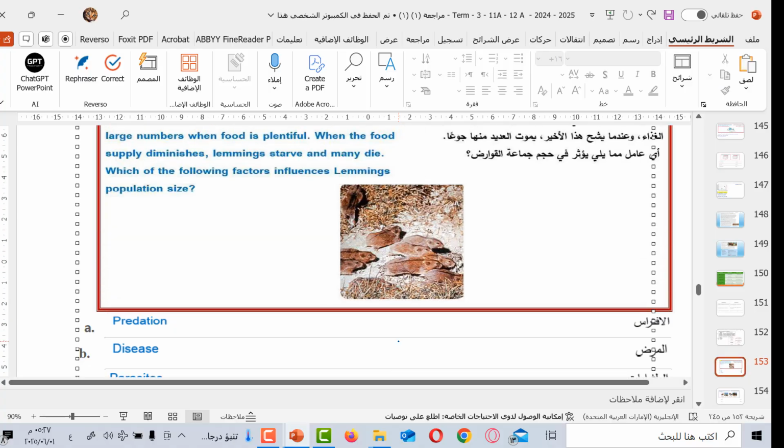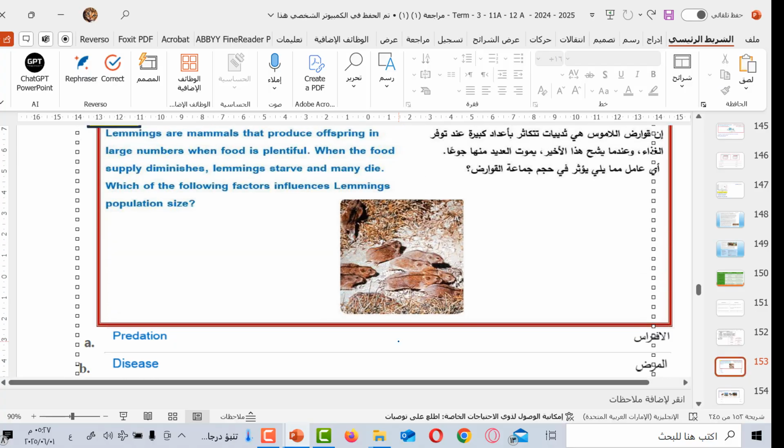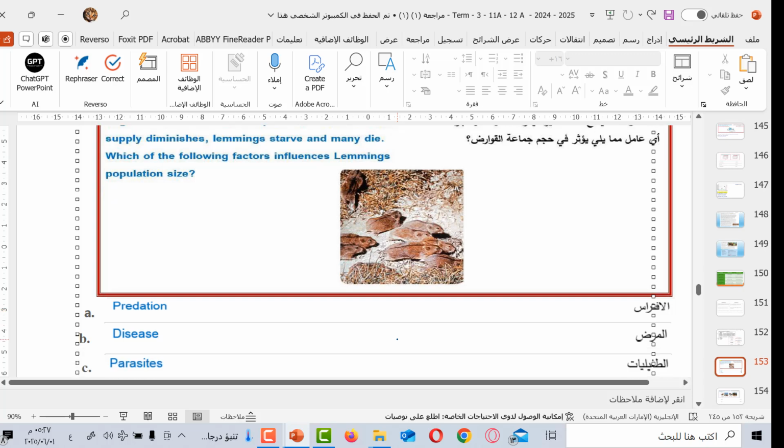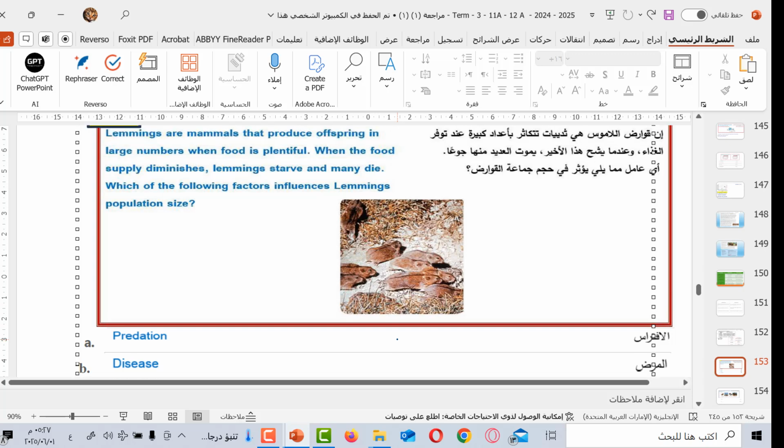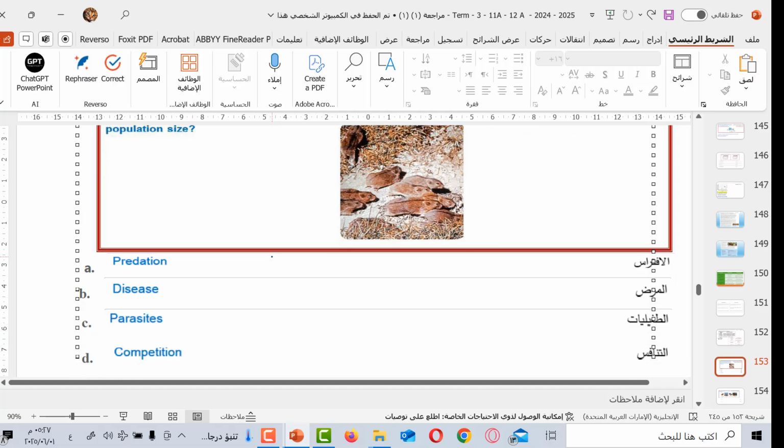هنا بيسأل على أي عامل ممكن يؤثر في حجم هذه القوارض. Which of the following factors influences the limiting population size. هنجد هنا طبعا competition، التنافس.